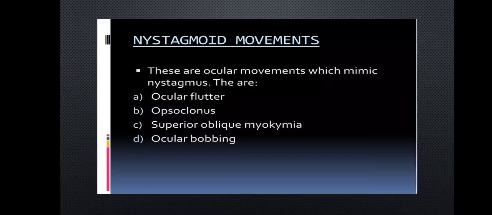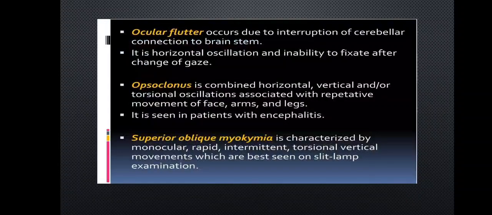The nystagmoid movements are ocular movements which mimic nystagmus. They are ocular flutter, opsoclonus, superior oblique myokymia and ocular bobbing. Ocular flutter occurs due to the interruption of the cerebral connection to the brainstem, that is, horizontal oscillations and inability to fixate after changes of gaze.